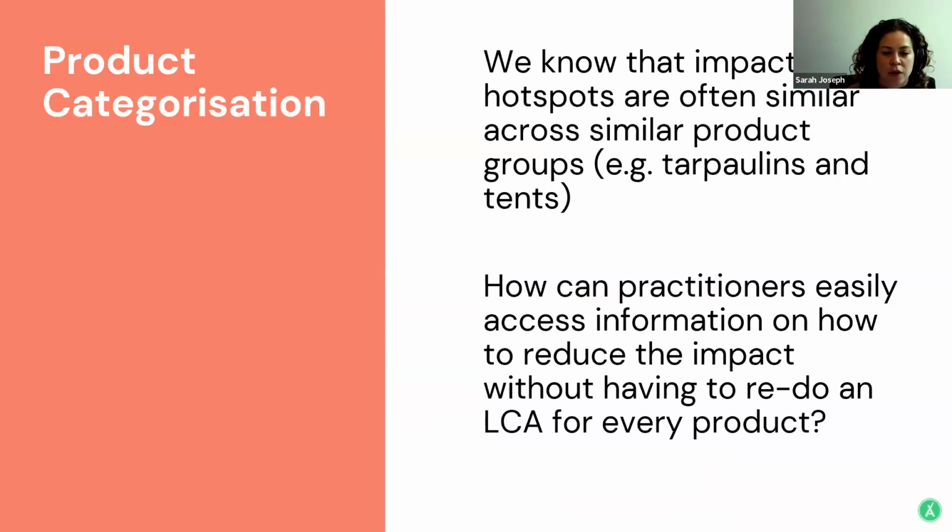So building off of the product categorization, what we know so far from existing LCAs in the humanitarian sector, but also for products that are relevant for the humanitarian sector, for example masks, is that similar products in similar product groups often have similar hotspots or similar environmental impacts. For example, tarpaulins and tents often have the same environmental problems. Keeping that in mind, we wanted to figure out a way that practitioners can easily access information on how to reduce the impact of the items that they buy and also the supply chain, without having to redo an LCA for every product.